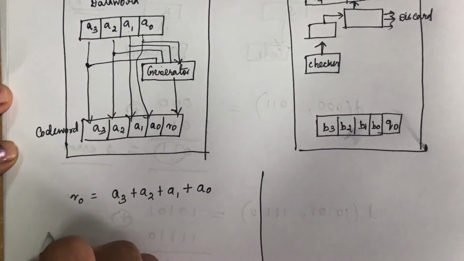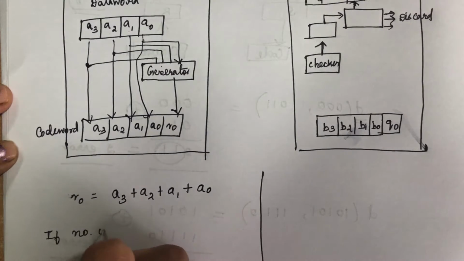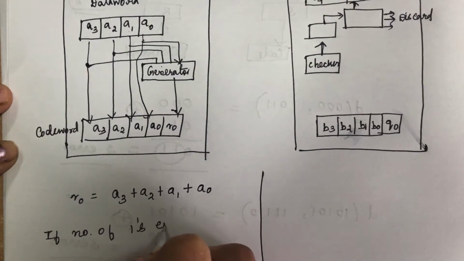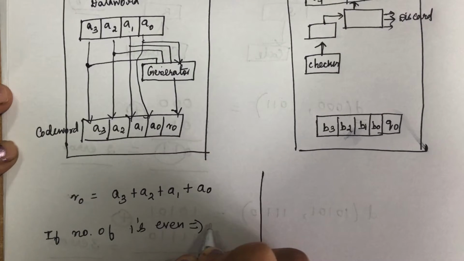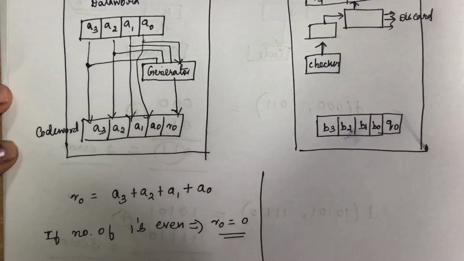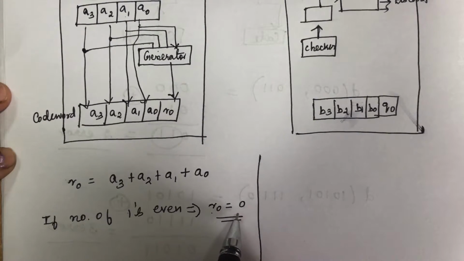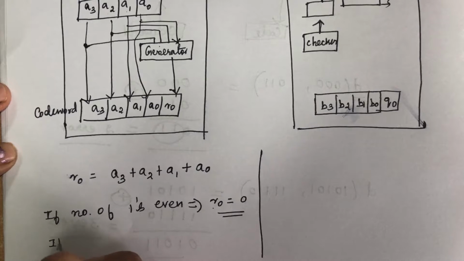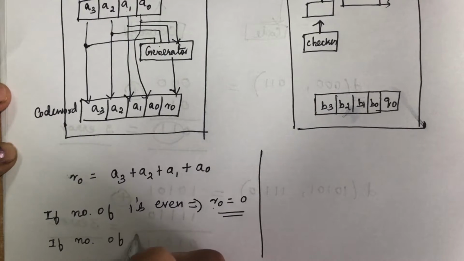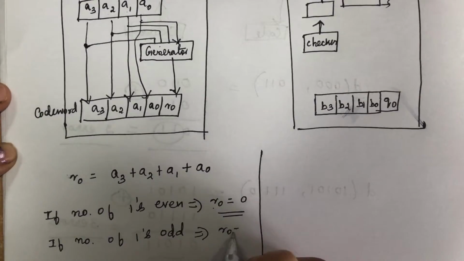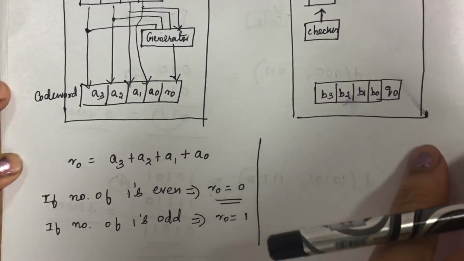If the number of ones is even, then we represent r_0 as 0. That means we keep the total number of ones even, so we set the parity bit to be 0. If the number of ones is odd, then r_0 should be set to 1.